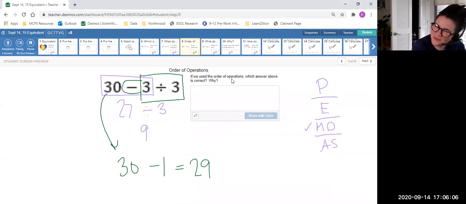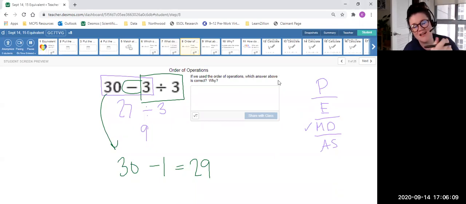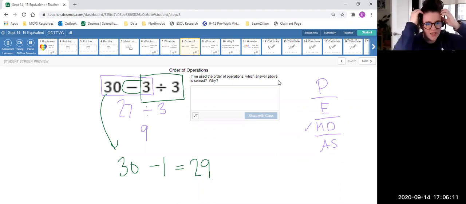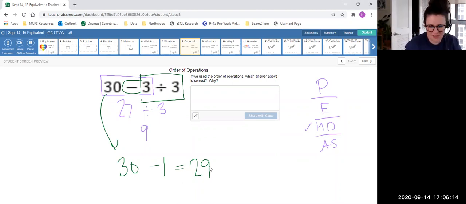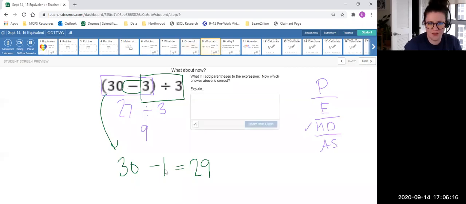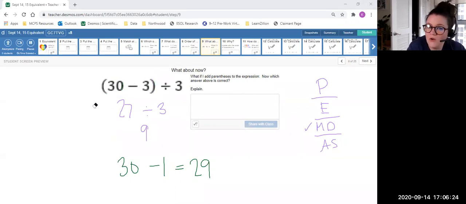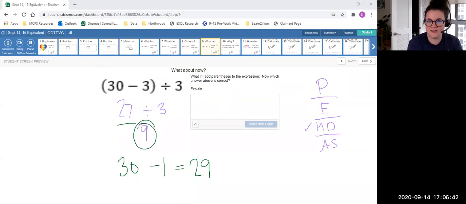If we use the correct order of operations, which answer above is correct? I meant the previous question. So which answer is correct? It would be this 29. All right, if I add parentheses, now which answer is correct? Well, parentheses comes before division. So we would actually do the subtraction first to get this 27, and then we would divide. So which answer is correct? It would be that 9 this time.